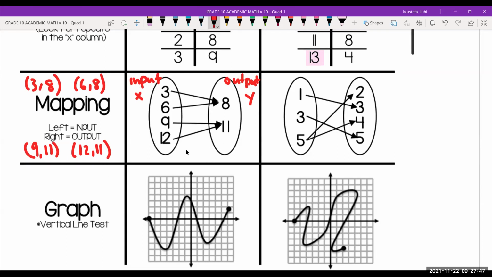So is this a function? Do we have any x values that repeat? No, 3, 6, 9, and 12, they're all different. None of them repeat. All right, now let's look over here.